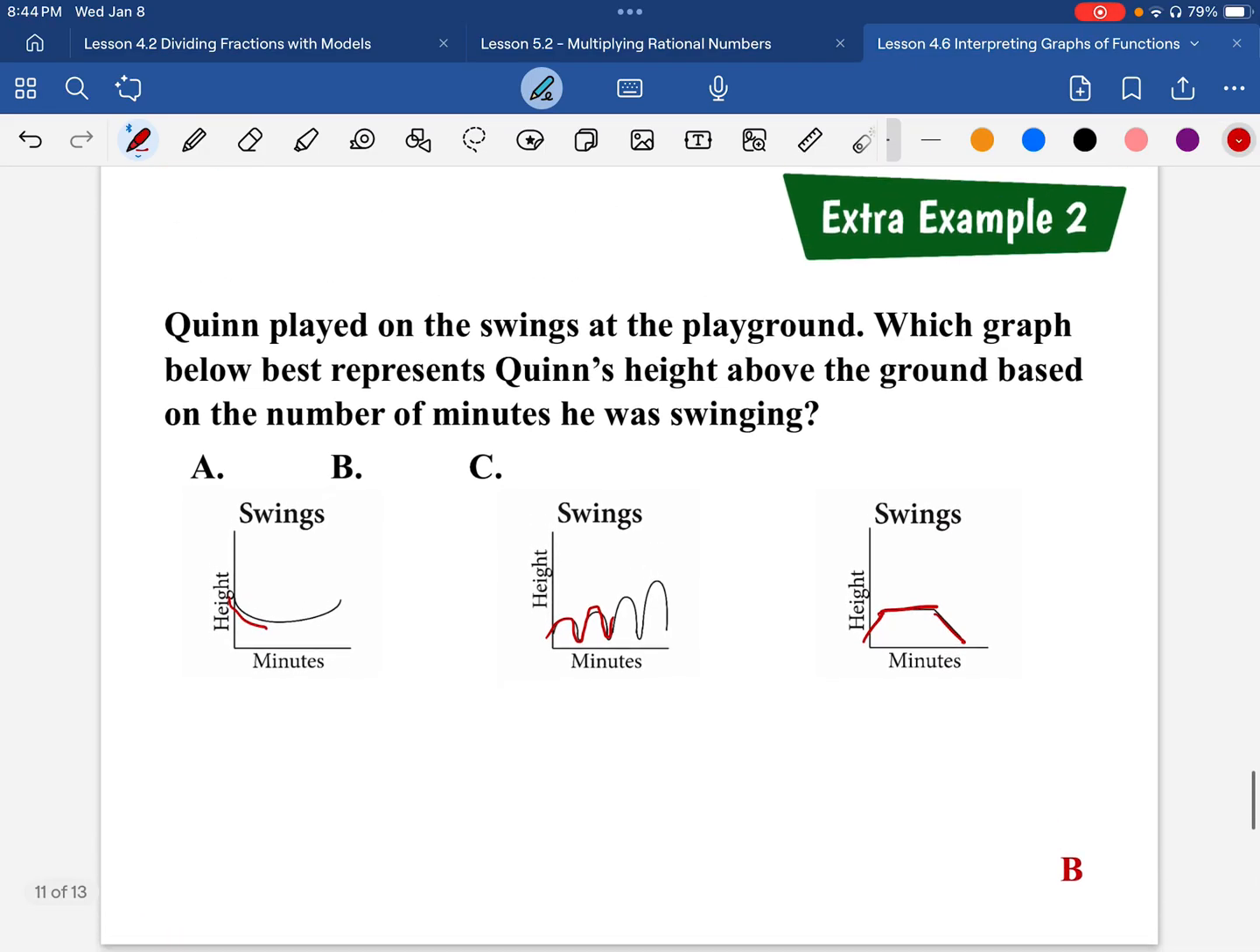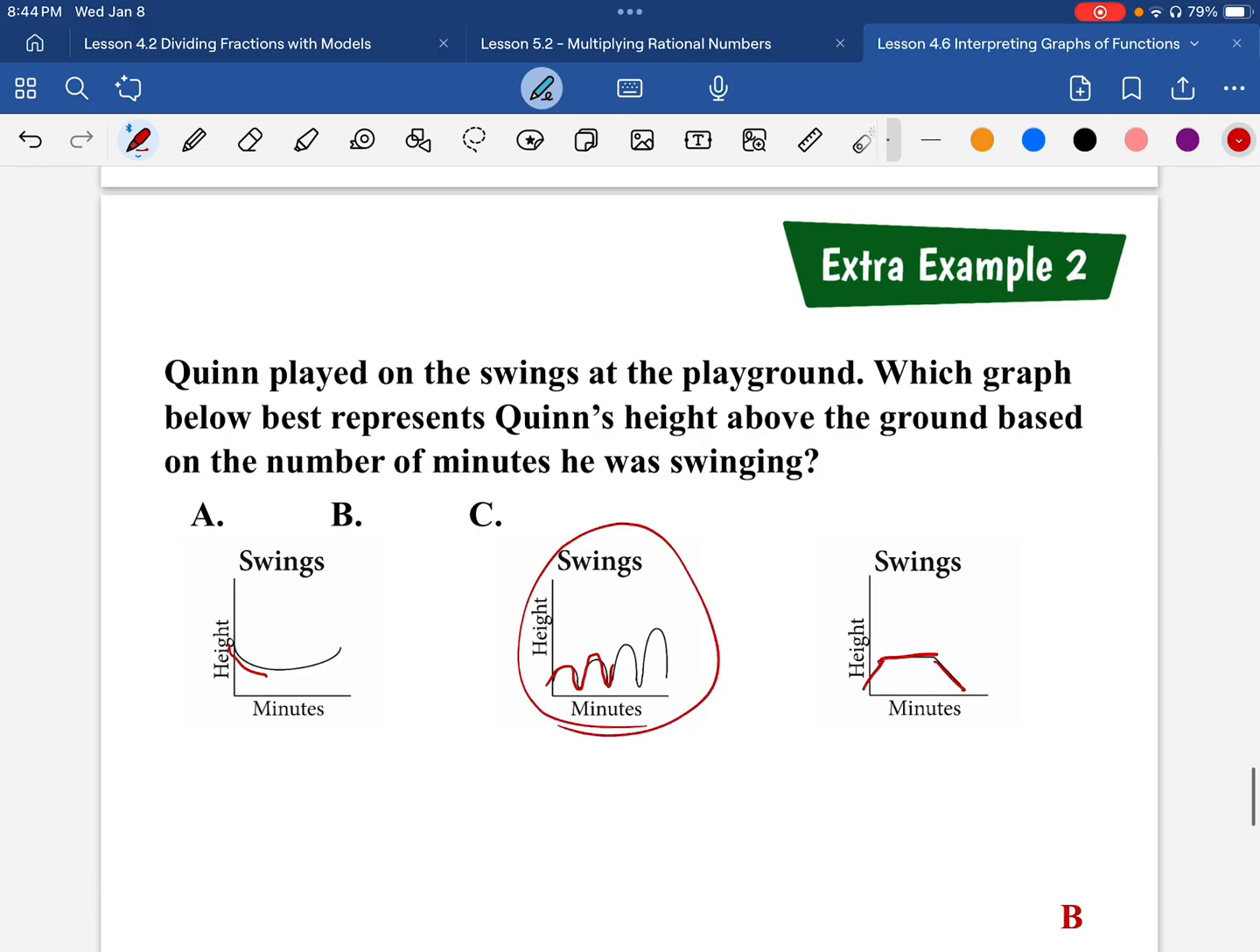So in this case, I would say that B shows the best because she starts at a height, so she's not starting at 0, she's starting off the ground, and with each pump, she's getting higher and higher and higher. But every time she has to come back down, sorry, with all my lines on there, it's really hard to see. She has to come back down to the same point. You kind of see that there? Because the swing is always going to get down to that lowest point.